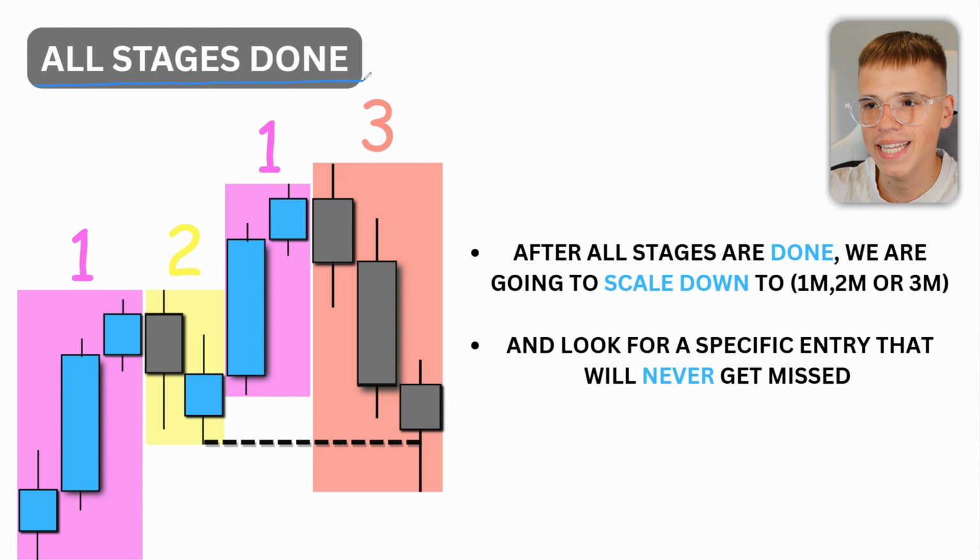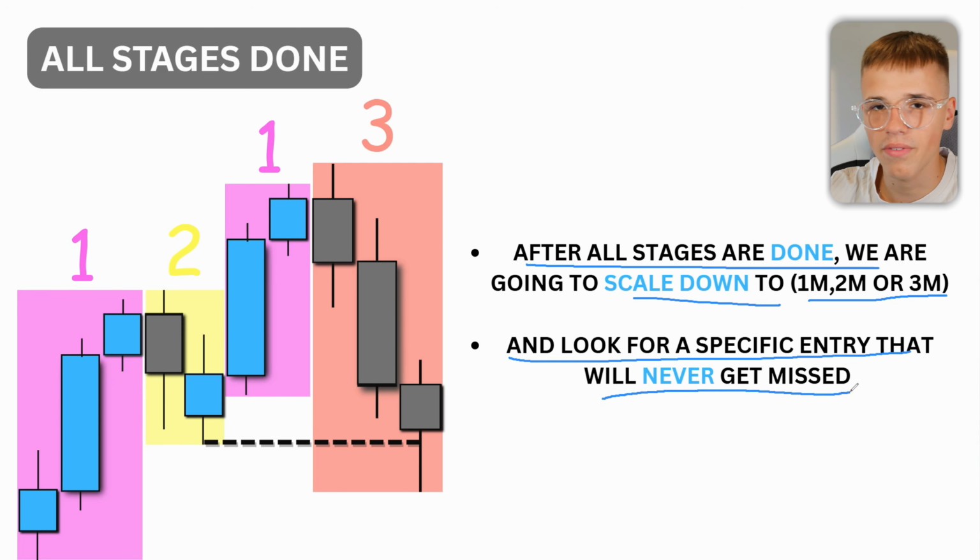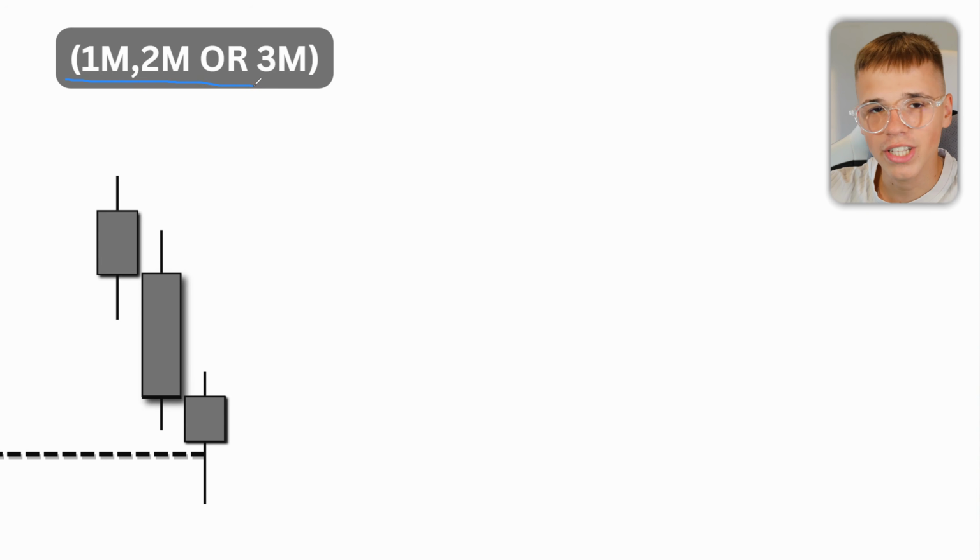So after all these 3 stages are done, which are actually kind of 4 steps, but there are 3 stages, what are we going to do? We are going to scale down to the 1 minute, 2 minute or 3 minute time frame. I'm going to tell you exactly how we are going to do this, and we are going to look for a specific entry that will never get missed, and we are rarely going to get stopped out, because you're going to see right now how I do it, how literally genius this entry model is. So on the actual chart examples, I'm going to teach you how you can choose between the 1, 2 or 3 minute time frame, but now let me show you the universal thing that you're going to look for on every single time frame.